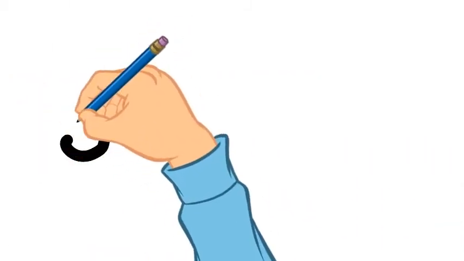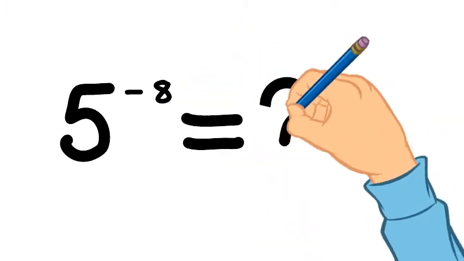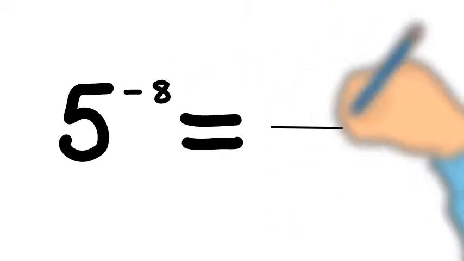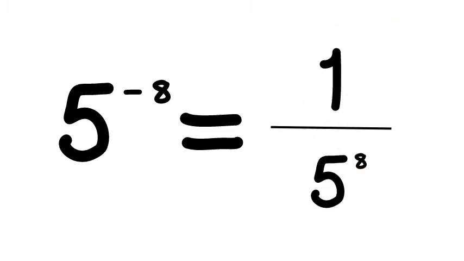Well, what about when we have a negative exponent? For example, what does 5 to the negative 8 equal? Well, 5 to the negative 8 is equal to 1 over 5 to the 8th. That's because when we raise something to the negative power, that means we take the reciprocal of it and change the sign of the exponent.